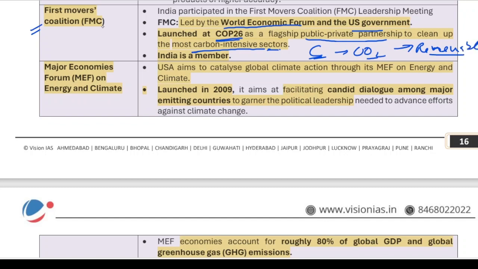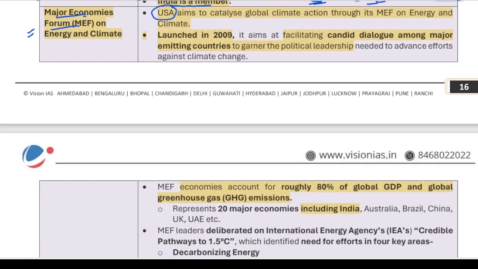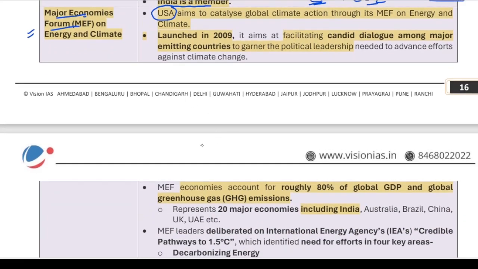Okay, the main target of this First Movers Coalition, and India is a member. You must remember this. Major Economies Forum: just a passing reference, put in the back of your mind that it is run by the USA. Major economies are, by common sense, economies which are growing very fast. They account for 80% of the global GDP, and global emissions are also being produced by these major economies. These economies include India also.